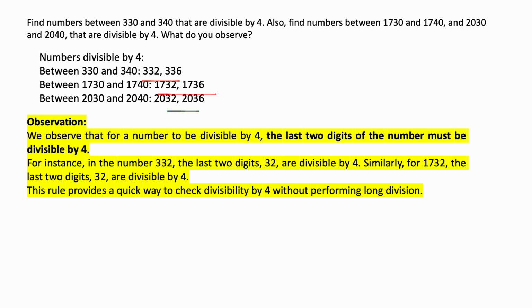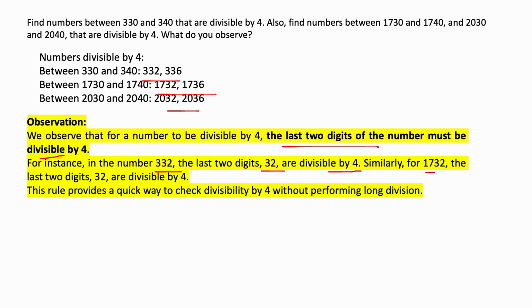We observe that for a number to be divisible by 4, the last two digits of the number must be divisible by 4. So, for a number to be divisible by 4, what is the condition? The last two digits of the number must be divisible by 4. For instance, in the number 332, the last two digits 32 are divisible by 4.